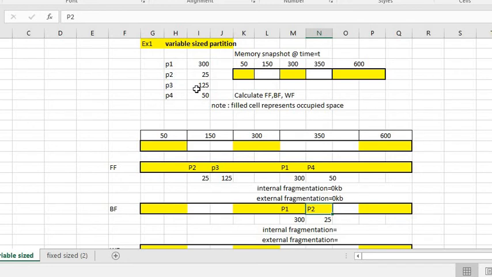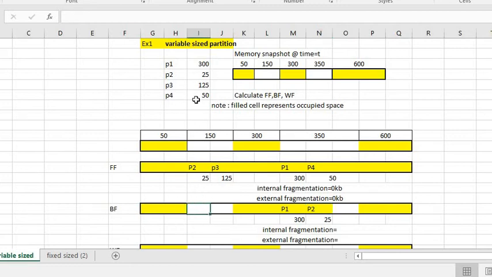So now the third process is arriving with 125. So again, look at the best possible hole. This is of size 150. This is of size 25. 25 is left out. So out of 350. So now the best possible is obviously this.